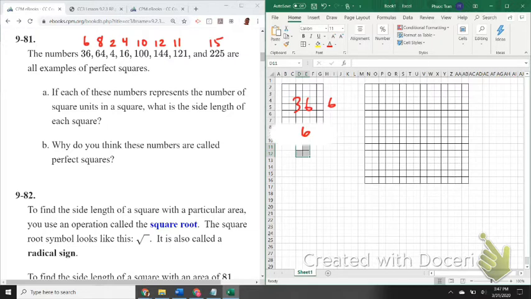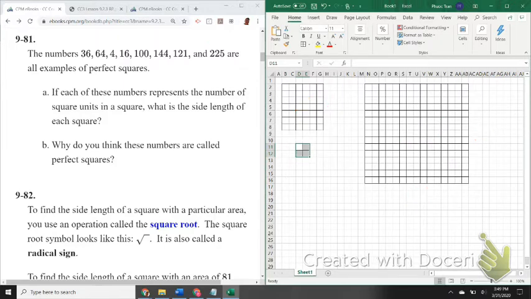So if you take a look at the one right below it, that square has an area of 4, and 2 times 2 will get you 4. This big one over here gives you an area of 225 units squared, because that is 15 times 15. So these all make perfect squares because when you put them all together, they actually form a perfect square.